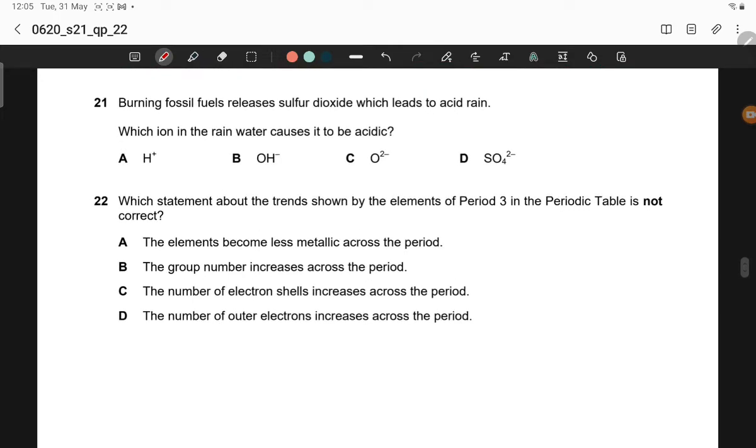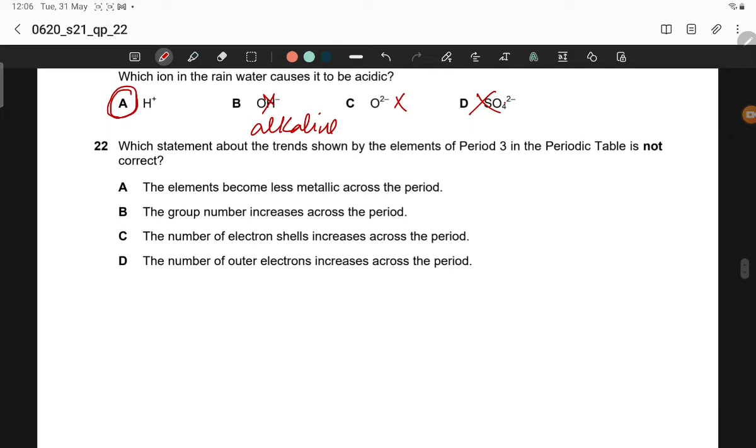Question number 21, burning fossil fuels releases sulfur dioxide, which leads to acid rain. Which ion in the rainwater causes it to be acidic? Sulfur dioxide is acidic when dissolved in water, forming an acid. So H plus ion in any substance shows that substance is an acid. So A must be correct. OH ion is alkaline, oxide ion, sulfate ion. This is a polyatomic ion, does not show anion.